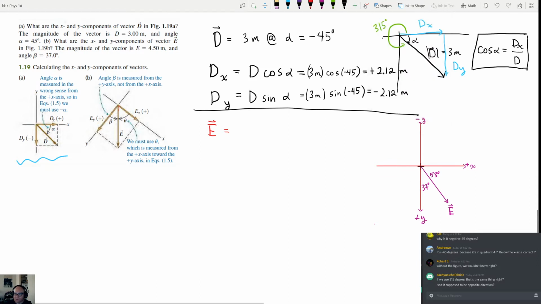So what I'll do is I'll say that we break up this vector e into a component that goes that way, and then a component that goes down.